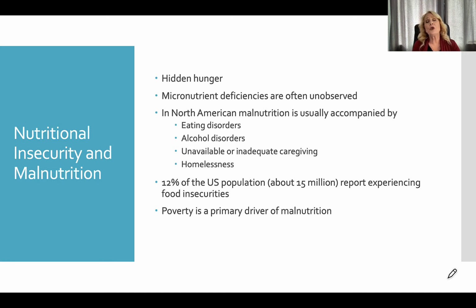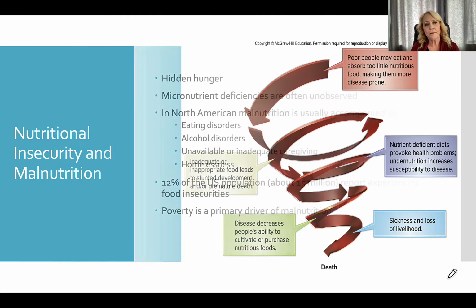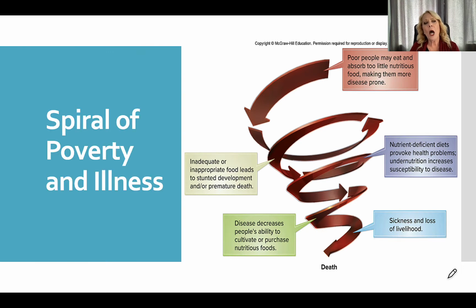In the United States, 12% of the population, which is about 15 million people, experience food insecurities. And again, we're going to talk about these insecurities. And poverty seems to be the primary driver of this malnutrition. So when we talk about poverty, it can lead to other things. So poor people may eat and absorb too little nutritious food, making them more prone to disease.